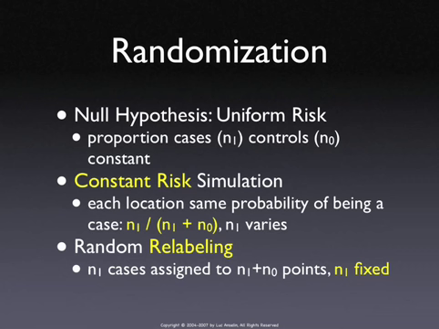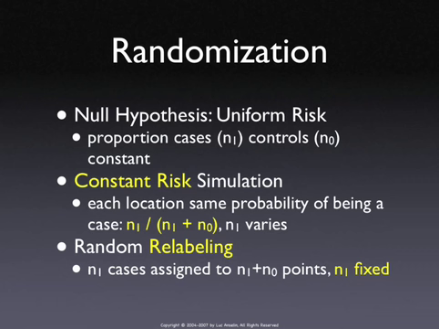This kind of simulation is called random relabeling, because essentially what we're doing is taking the 100 points that we have and changing the label of the point. Is this a case or is it a control? We change that randomly, given the proportions that we have of the number of cases over the number of controls. So this is like a permutation approach.